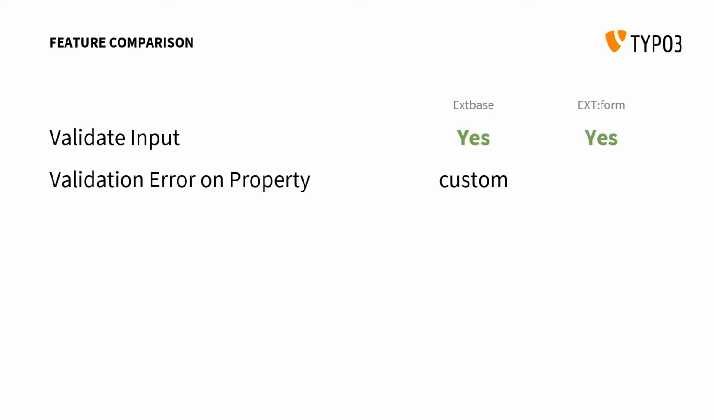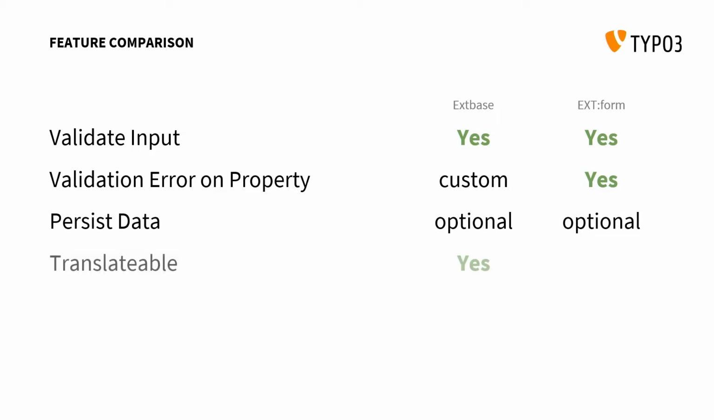Validation on property in Extbase, you need to build this custom. I know whoever has done this, it's quite some hassle with templates. Fluid Form has this already built in. We need to persist data. This is Extbase optional. You don't have to persist anything. The same is for Form.